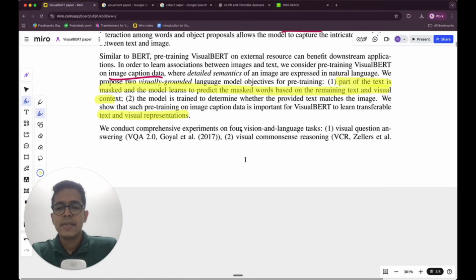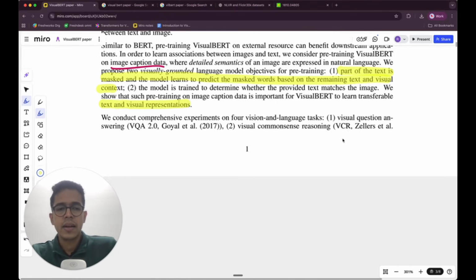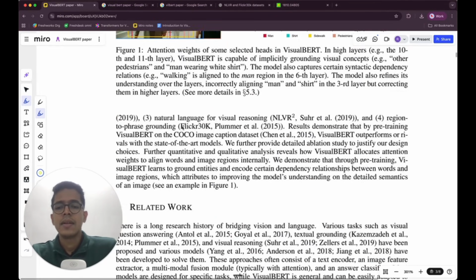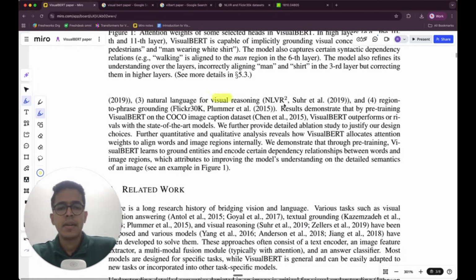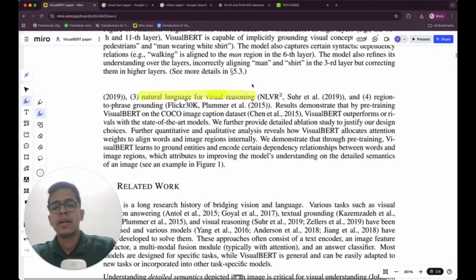We conduct comprehensive experiments on 4 vision language tasks: visual question answering, VQA, visual commonsense reasoning, VCR, then natural language for vision reasoning, NLVR2. So these are those naturally occurring images. We saw the dataset. And region to phrase grounding, Flickr30k. So basically, in different regions of an image, there will be bounding rectangles and there will be phrases which correspond to what is present inside that bounding rectangle. We'll see the details when we come to the experimental section.